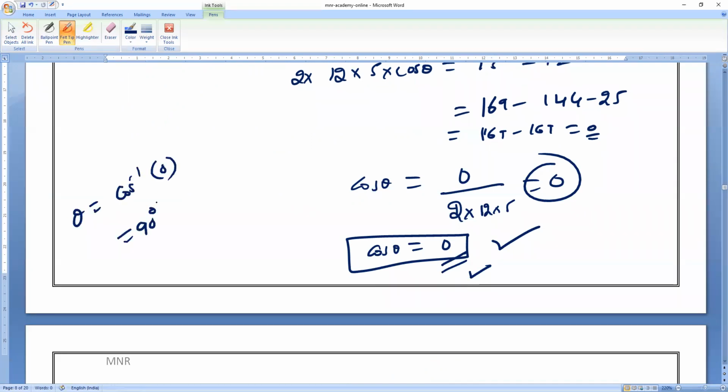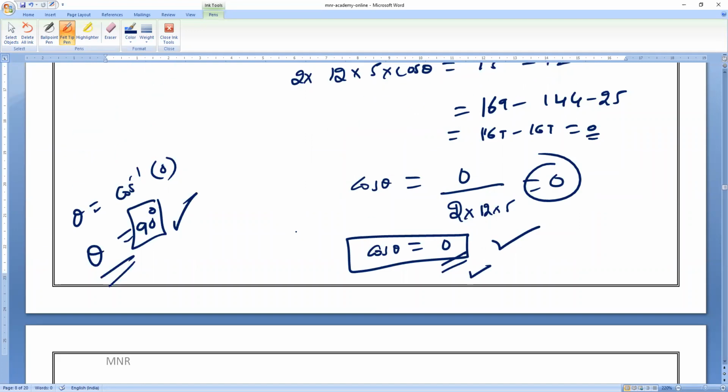So theta is equal to how much? 90 degrees. That's all. Clear? Understand, Laksha? Yes, sir. So if you solve this question, then I'll give one question as homework.